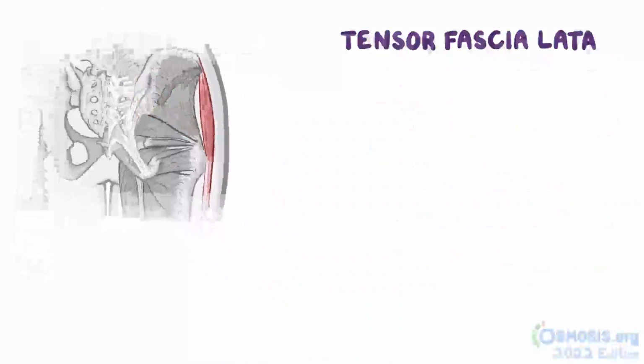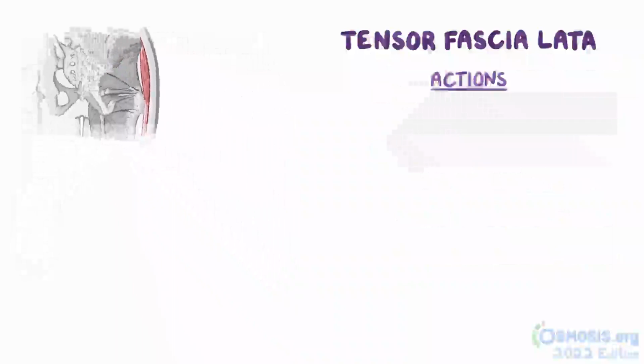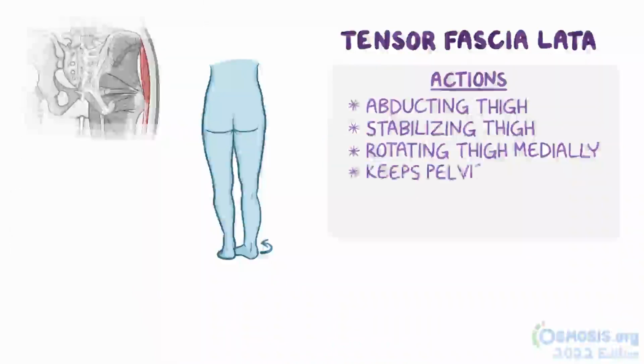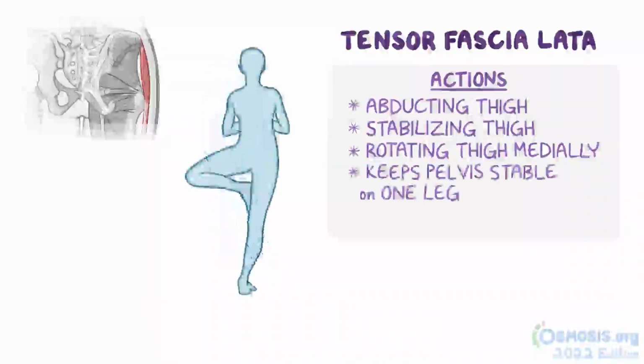When it comes to movement, it has the same actions as the gluteus minimus and medius, which is abducting, stabilizing, and rotating the thigh medially, as well as keeping the pelvis stable when only one leg is weight-bearing. It also serves as a hip flexor due to its anterior location, and, as its name indicates, it tenses the fascia lata and iliotibial tract.